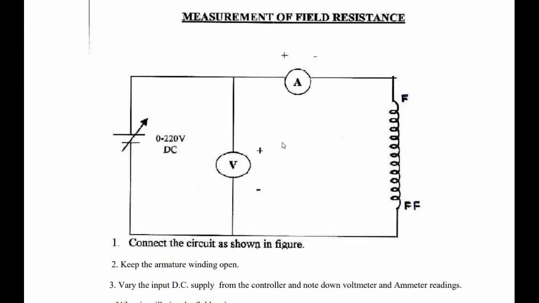Next we will determine the field resistance with the help of this arrangement. The connection is given like this: the voltmeter is connected across the field terminals and the ammeter is connected in series with the field terminal to measure the current. Here we are giving a DC supply in the range of 0 to 220 volts, variable in nature.